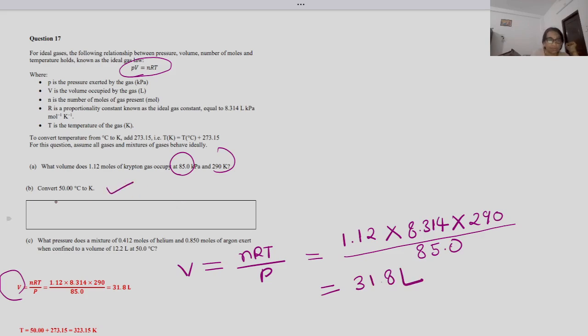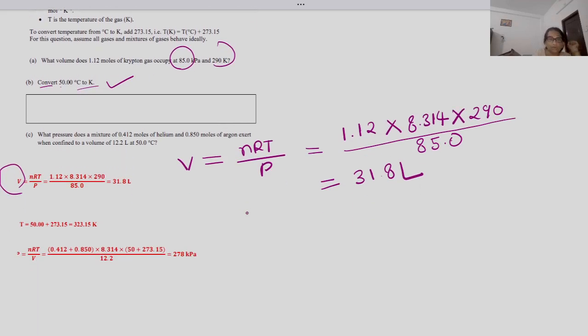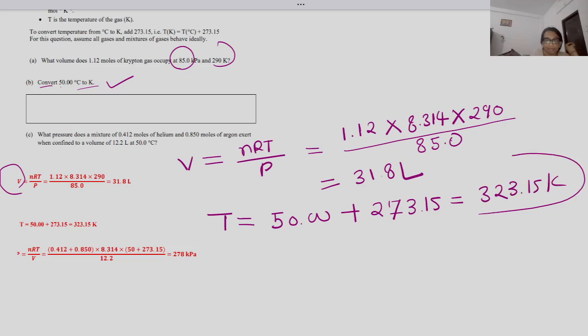Now in the second question, they are asking about the temperature: convert 50 degrees Celsius to Kelvin. How do we convert degrees Celsius to Kelvin? There is no complicated formula. The given temperature is 50.00 degrees Celsius. For conversion from degrees Celsius to Kelvin, add 273.15 to the given value, and we will get 323.15 Kelvin. That is the Kelvin temperature of 50 degrees Celsius.